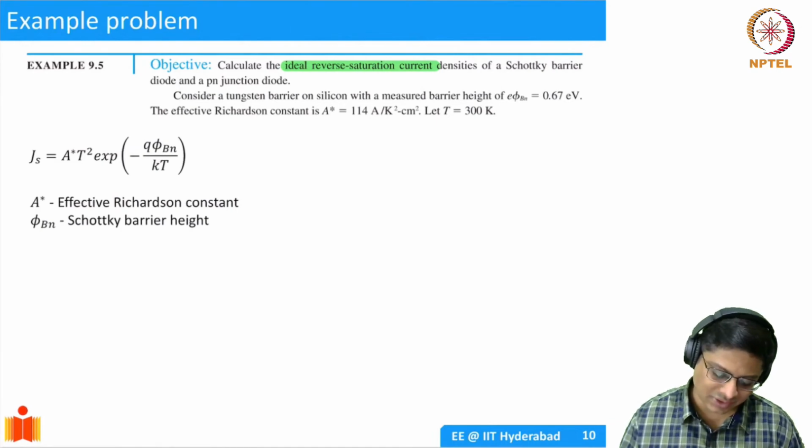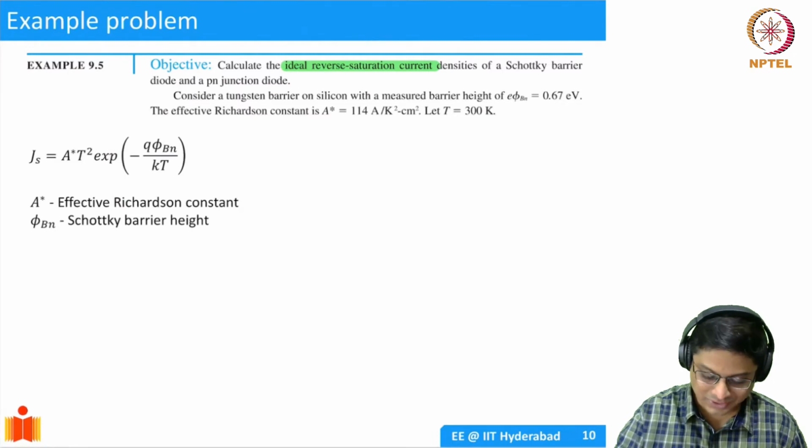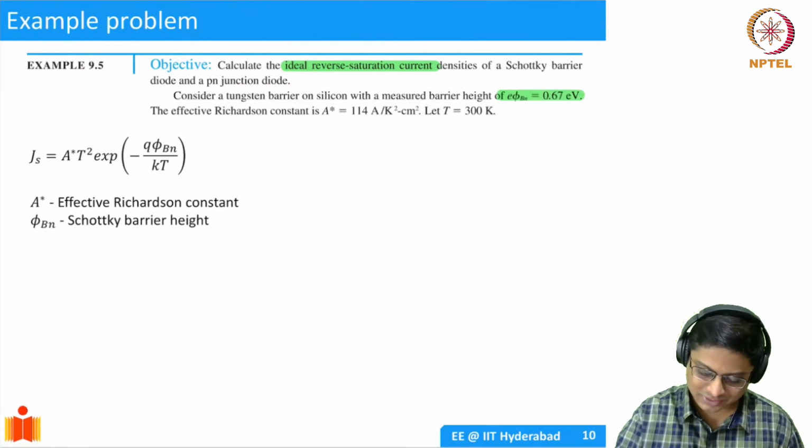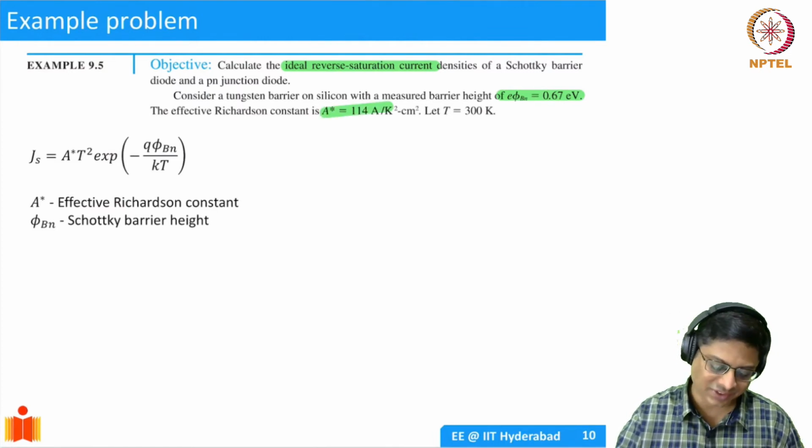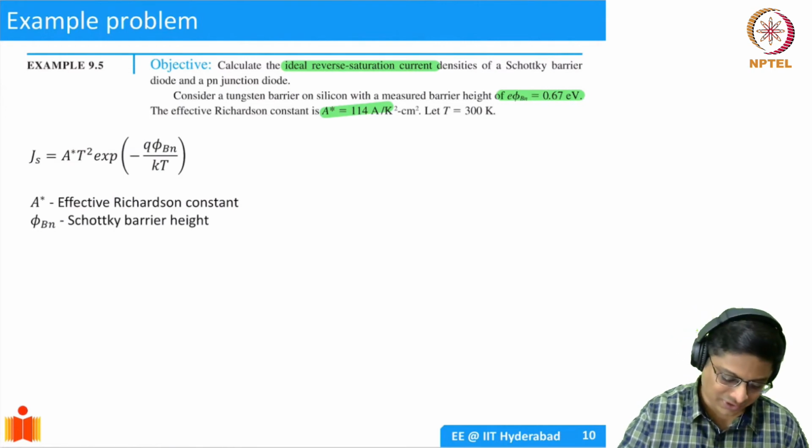So there is a tungsten barrier on silicon, and they gave you the effective or measured barrier height as this. So this is good, and you are given some Richardson constant, which is A, and you are asked to calculate what is the ideal reverse saturation current. Well, this is a very straightforward question. You just have to plug in. So 114 ampere per Kelvin square times temperature is 300 Kelvin square.